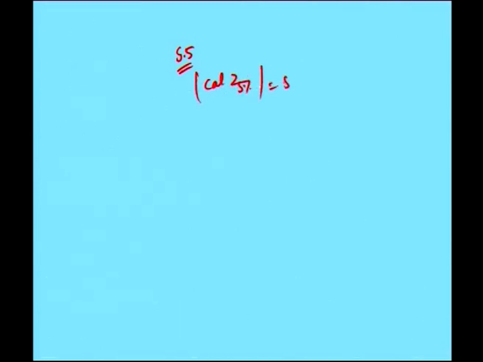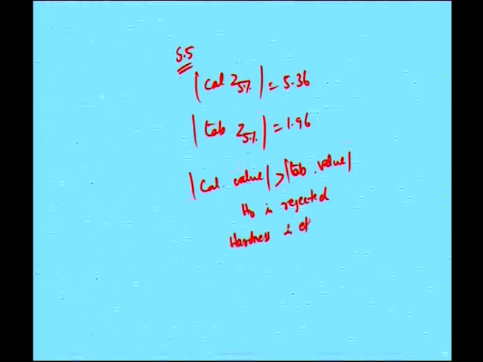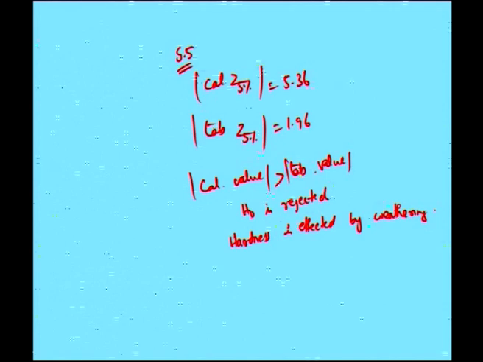Therefore, coming to the conclusion part, calculated Z at 5% is 5.36, and tabulated Z, which we have seen in the tables, is 1.96. Here calculated value is greater than tabulated value. Therefore, H naught is rejected, H1 is accepted. H1 says hardness is affected by weathering. This is the conclusion. Hardness is affected by weathering.